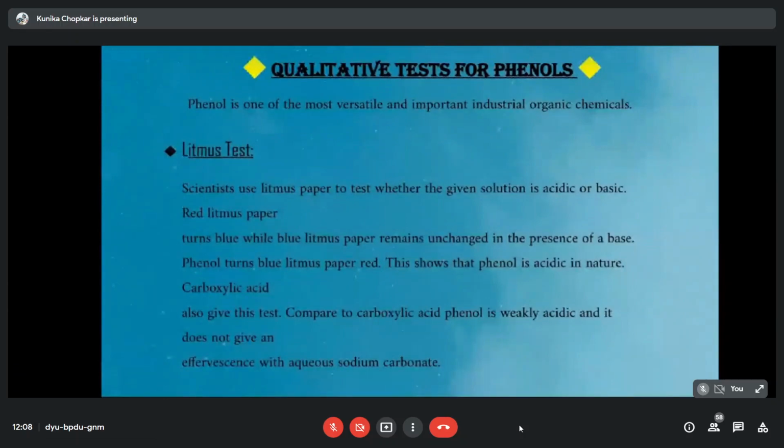Our first test is litmus test. Scientists use litmus paper to test whether the given solution is acidic or basic. Red litmus paper turns blue while blue litmus paper remains unchanged in the presence of base. Phenol turns blue litmus paper red. This shows that phenol is acidic in nature. Carboxylic acid also gives this test. Compared to carboxylic acid, phenol is weakly acidic and it does not give an effervescence with aqueous sodium carbonate.